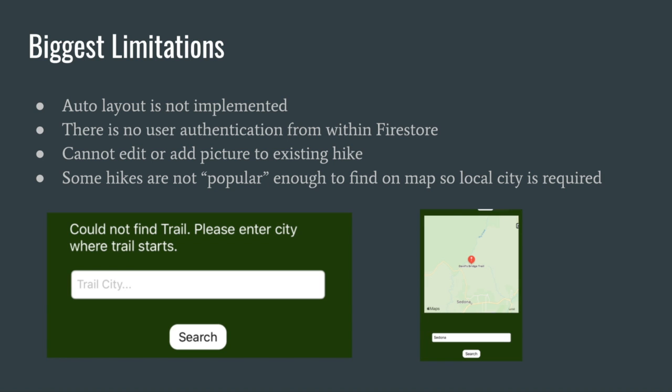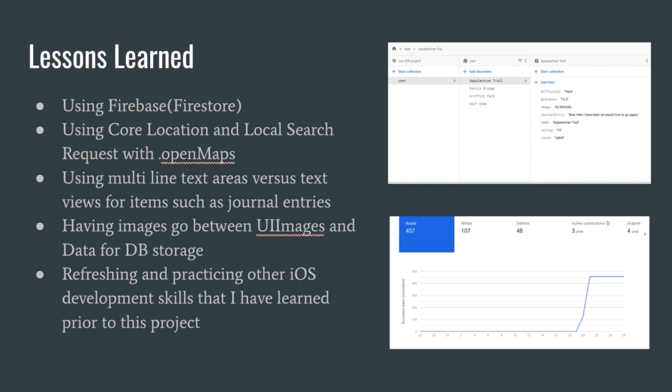And some of the best lessons I learned while doing this project, I'd say the biggest one is using Firebase, more specifically Firestore, as a database management system. You can see image examples of that to the right of the screen. Something else is using Core Location, especially with the local search request and the .openMaps functionality to actually open the map in Apple Maps versus displaying it on a map view.